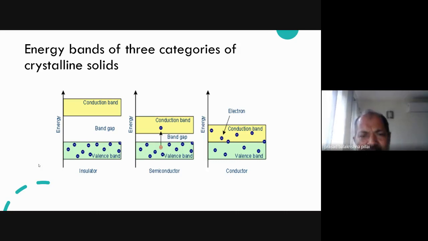Elements like silicon, germanium, etc. And then there is no gap between the bands, then we have the metals actually. So these are the three categories. So that way you can see that insulators and semiconductors are similar, and metals, of course, have a different type of energy band structure.